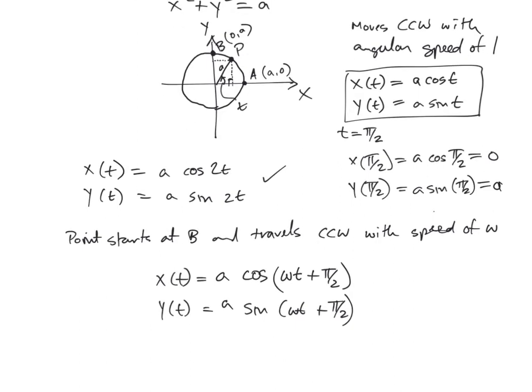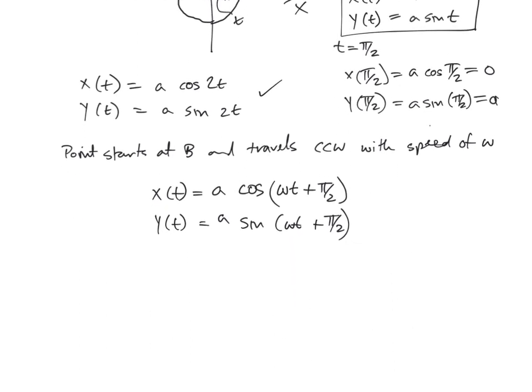Okay, and you can rewrite these a little simpler, right? This is really equal to negative a sine omega t. And this is really equal to a cos omega t. And if you're a little unsure about what we call phase shifts, right? This adding of pi by 2 here, we call that a phase shift.